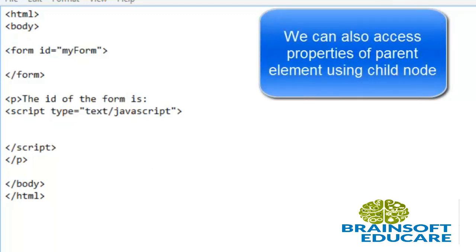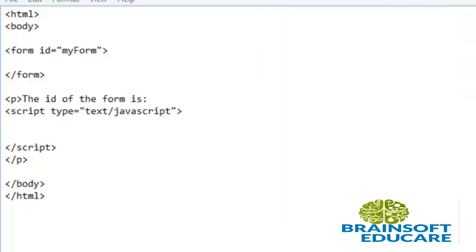So, we will first retrieve the child element or a current element, and using that element or node, we will access parent node. Let's create one form which contains drop down list.